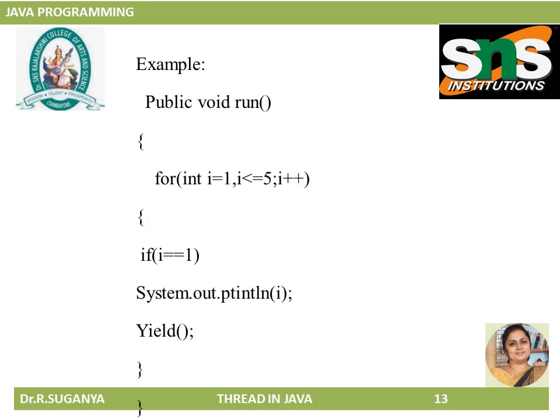So here we have the run method. We have the for loop, which will have the condition i less than or equal to 5. So if i is equal to 1, then it will have to yield. So this is what the run method follows.